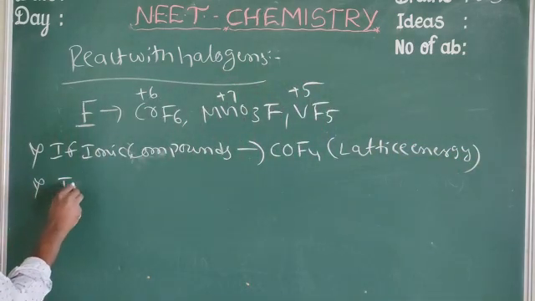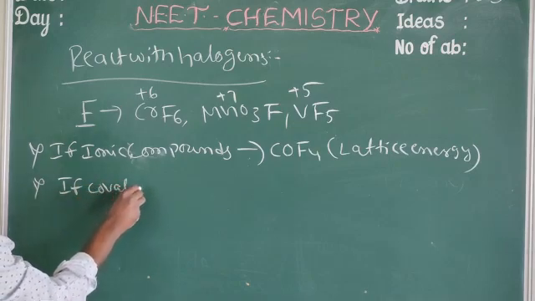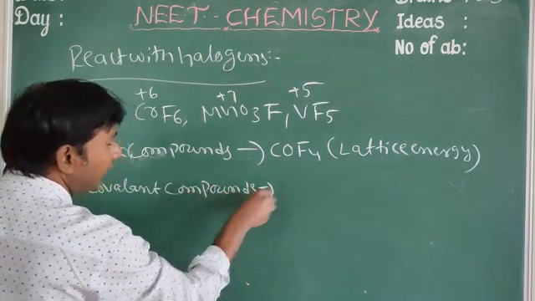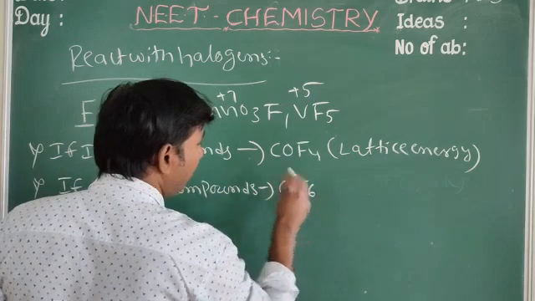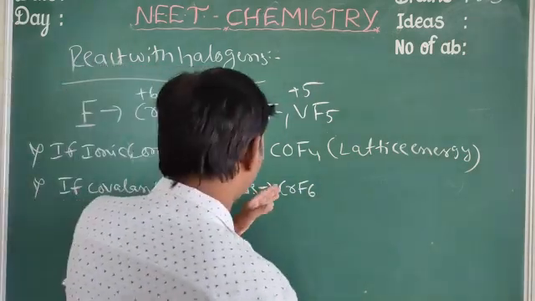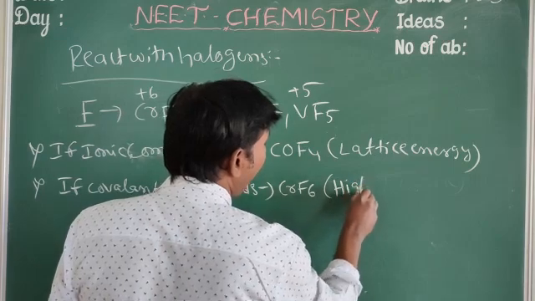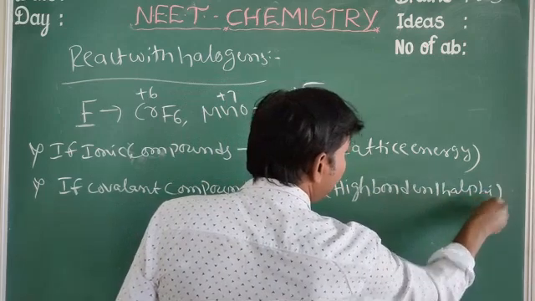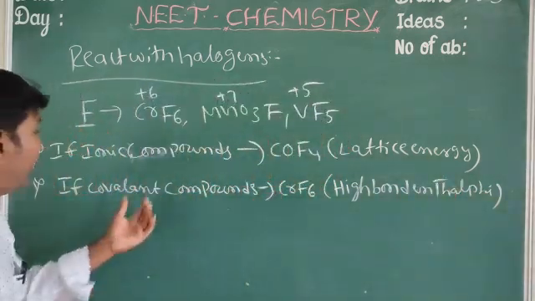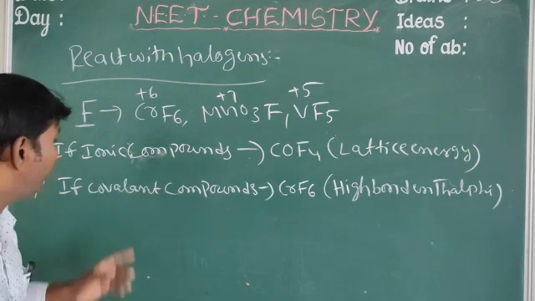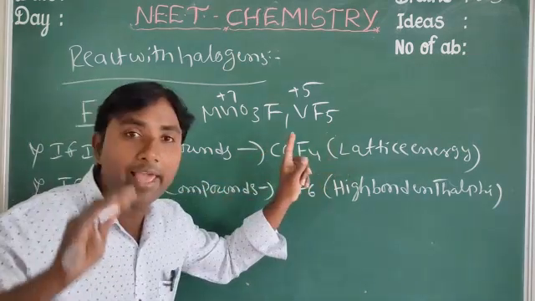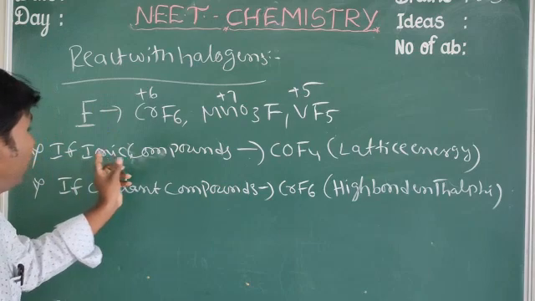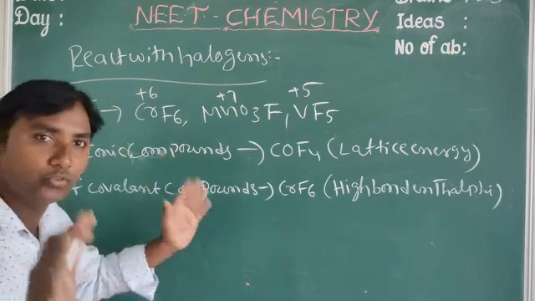Otherwise, if covalent compounds, for example CrF6, chromium hexafluoride, it is due to high bond enthalpy. Due to high bond enthalpy, it can form high oxidation state covalent compounds. Due to lattice energy, fluorine can form high oxidation state ionic compounds with transition elements.